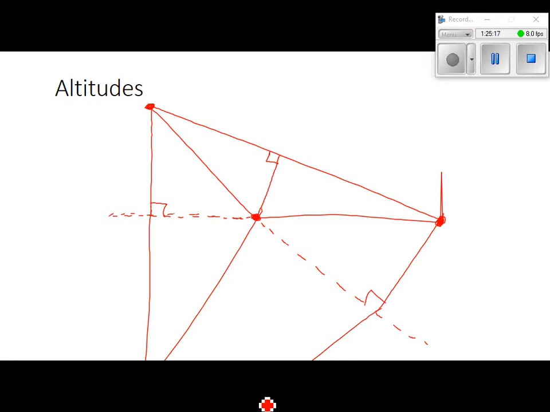So where is the orthocenter for this triangle? It's outside the triangle. The orthocenter ends up being outside the triangle. So you might write that down. Orthocenter for this triangle, what kind of triangle is that? It's an obtuse triangle. So for an obtuse triangle, orthocenter is outside. It's outside the triangle.